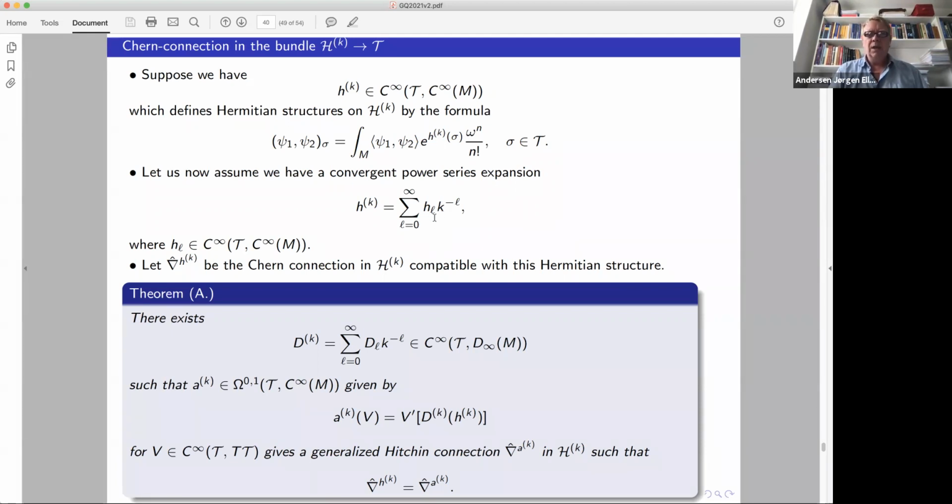But then the theorem says that if you have such an expansion of H in terms of powers of K inverse, then there will exist a corresponding expansion of differential operators of infinite order in such a way that if you have A_K, the one form on T with values in functions defined this way, then that will induce a Hitchin connection. And this Hitchin connection is the Chern connection. So I can actually understand, in terms of infinite order differential operators, what the Chern connection is in this situation.